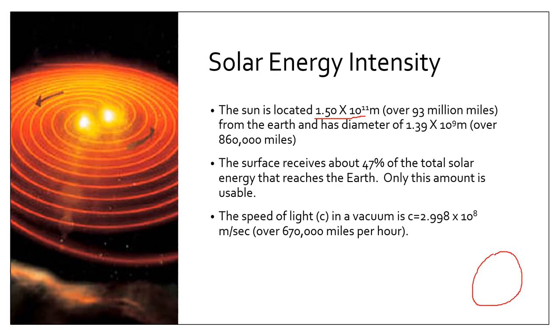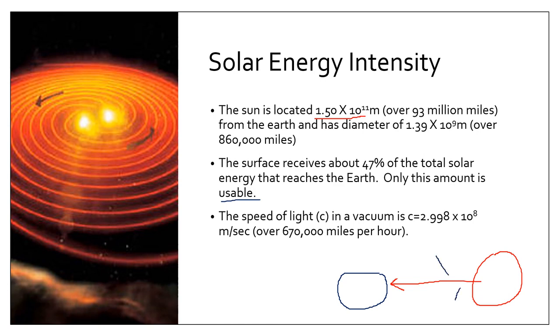Sun, yeah. So the surface receives about 47% of total solar energy. The sun is going to give you radiation, this electromagnetic radiation, that comes to the surface of the Earth. So that's about 47%. We got it, we can use it. That's the usable amount. The rest of it, 100 minus 47, is lost in space.